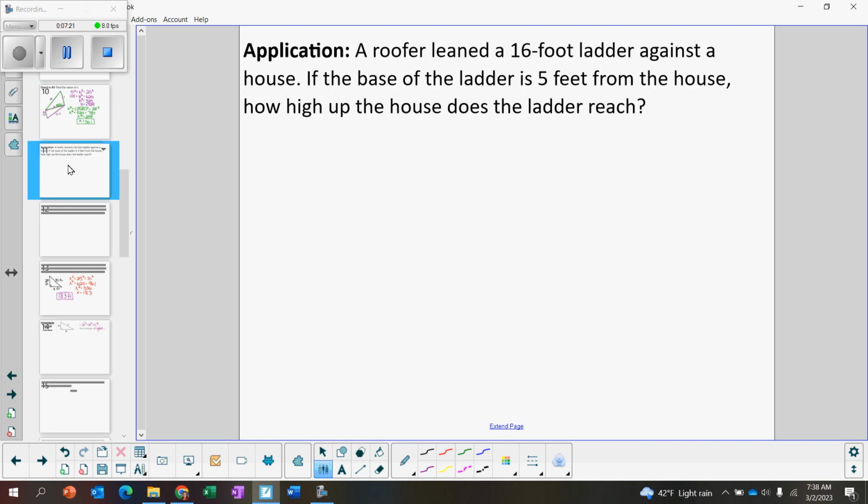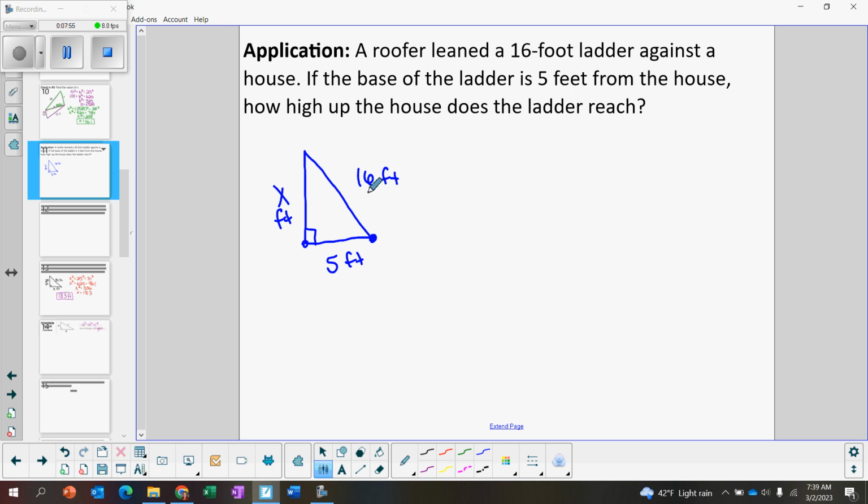So here we have a roofer leaned a 16-foot ladder against a house. So what I would do is I'm going to look at my picture. Here's my house. Here's the ladder leaning against it, right? The ladder is 16 feet long. The base of the ladder is 5 feet from the house. So if this is the base of the ladder and this is where the house was, this is 5 feet. How high up the house does the ladder reach? So we're looking on the house. How high does it go? So we will often be asked to draw pictures to represent a situation.